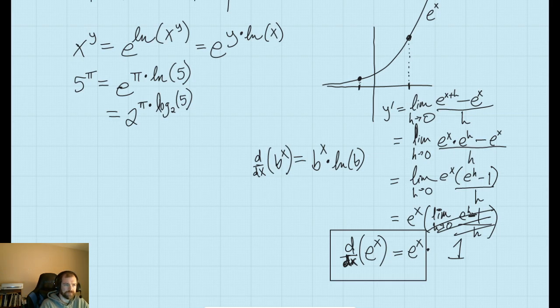Could we get a decent approximation for a natural log of 5, just by hand? I mean, yes, but I told you it was going to be spooky math.